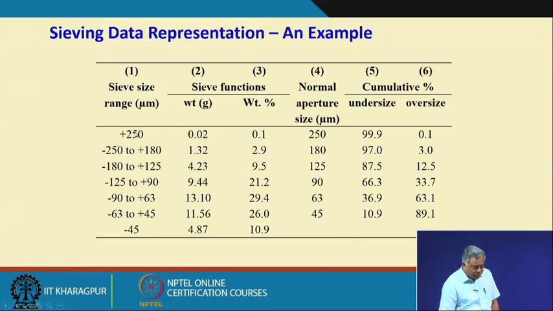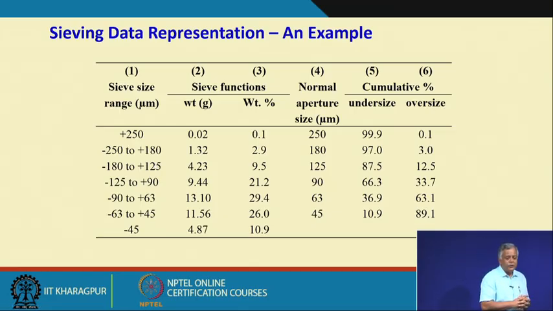But suppose out of all these sieves, I have only the 125 micron sieve. If I have taken a 125 micron sieve, what percent of the total feed material would have been retained or would have passed?